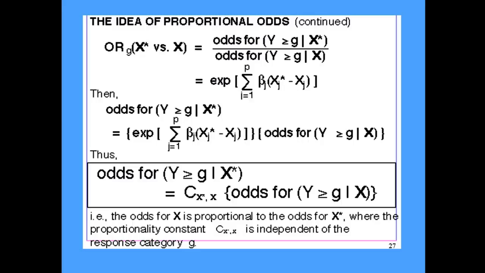Another way of saying it is that when you get an odds ratio, when you're doing polytomous ordinal logistic regression, it's not going to depend upon G. That's another way of saying what proportional odds means. It doesn't depend upon the way you can split up your categories into different ways: one versus the others, or 1 and 2 versus the others, and so on. So that's what the proportional odds assumption is.